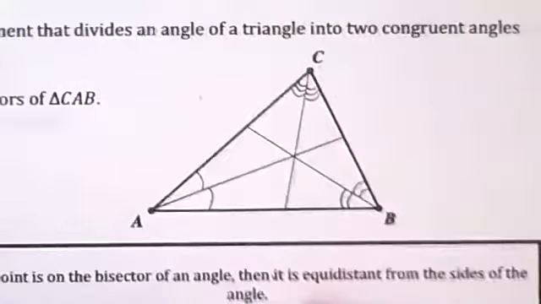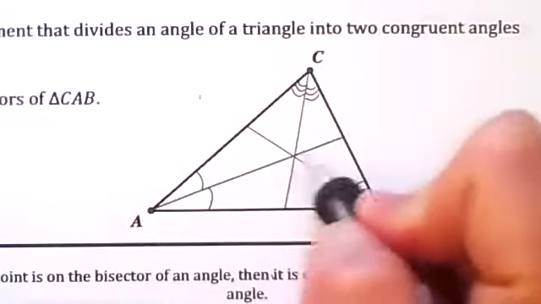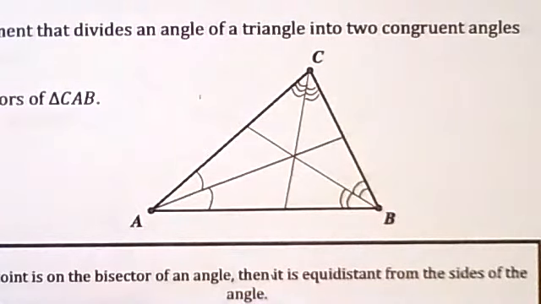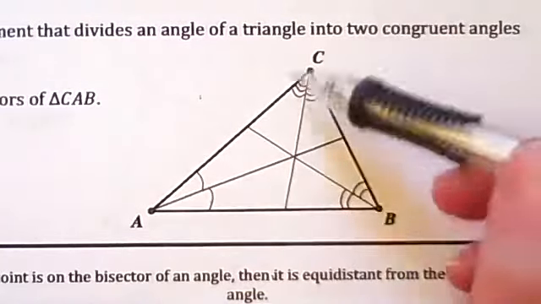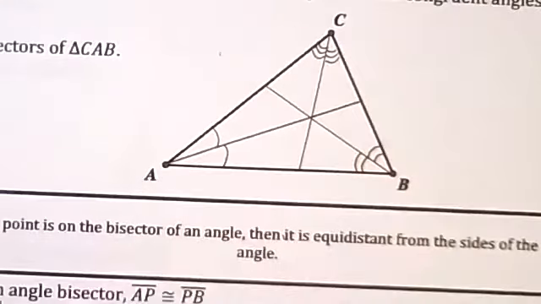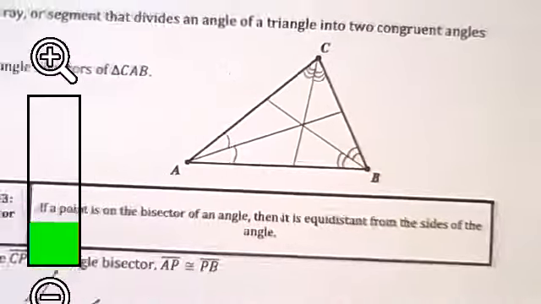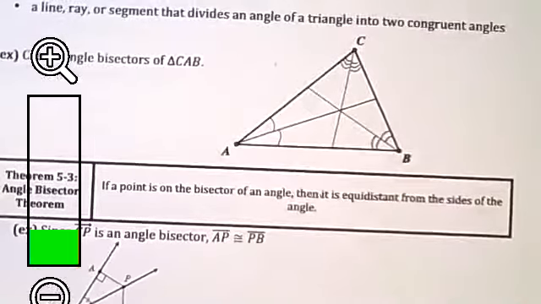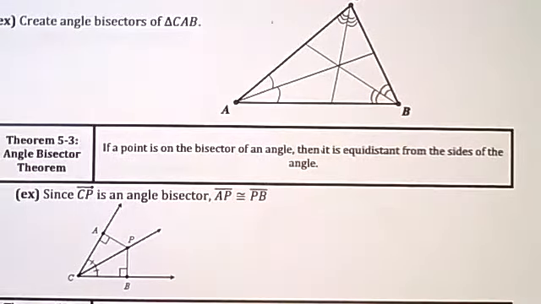Next time we're going to learn about these points. They're called points of concurrency, but that's what it looks like. So every triangle can have 3 angle bisectors, 1 for each angle. Just like perpendicular bisectors, there are 2 theorems that go with this. So the first theorem, the angle bisector theorem, says if a point is on the bisector of an angle, it is equidistant from the sides of the angle.